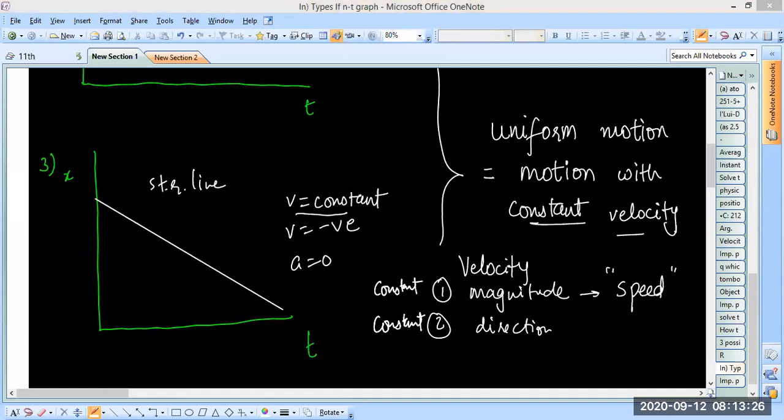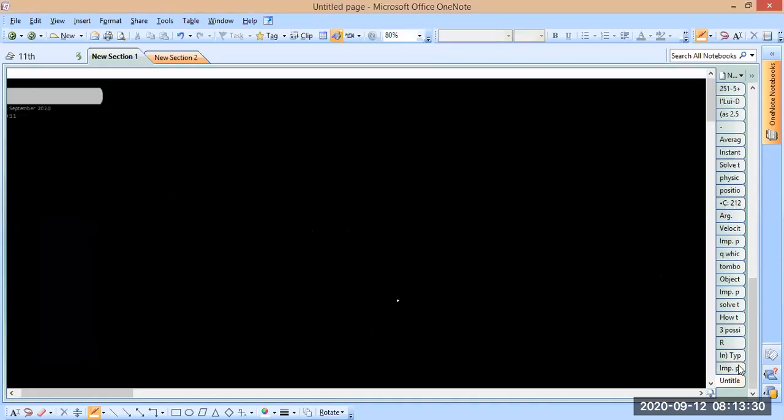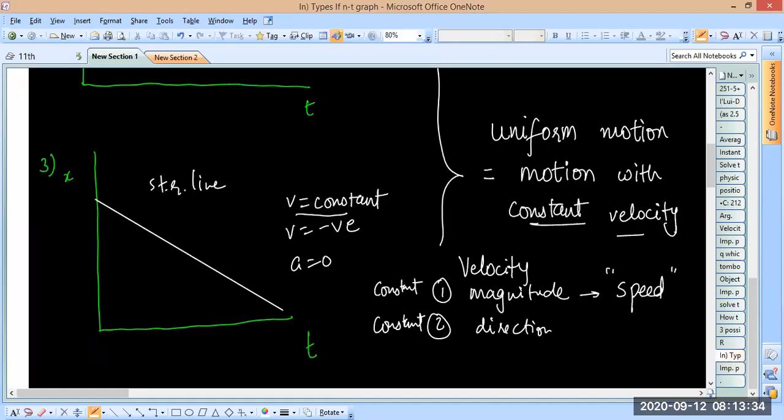Okay. So remember this, constant velocity means speed is constant. Not only that, the direction is also remaining the same or constant. All right. So don't forget that.